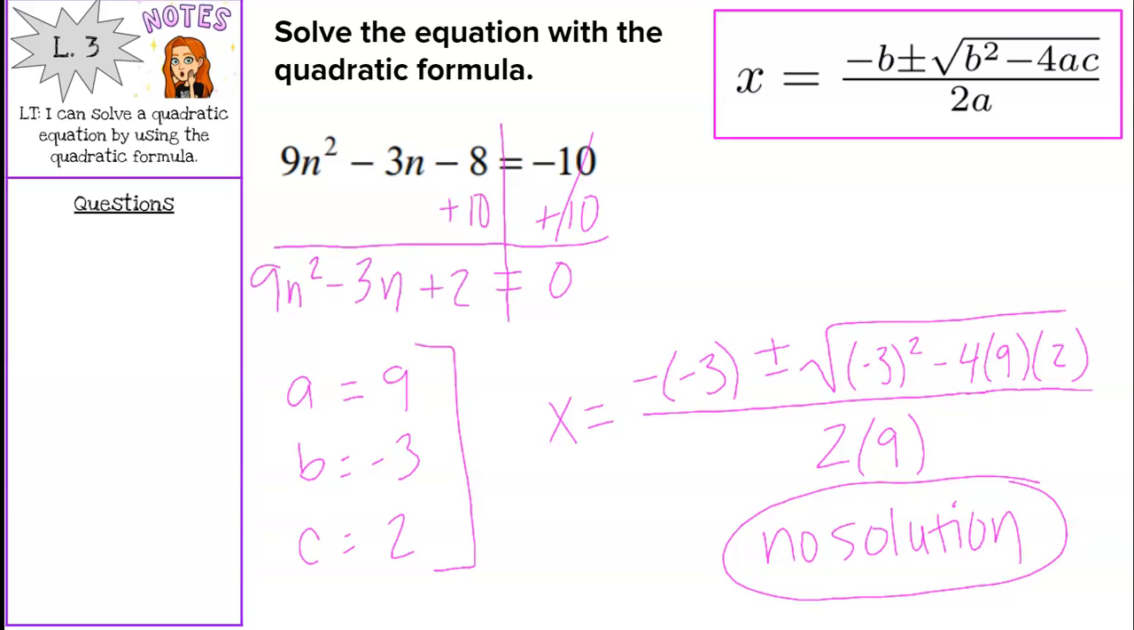So that is how we use the quadratic formula to find the solutions to quadratic equations. Go ahead and move into your practice.